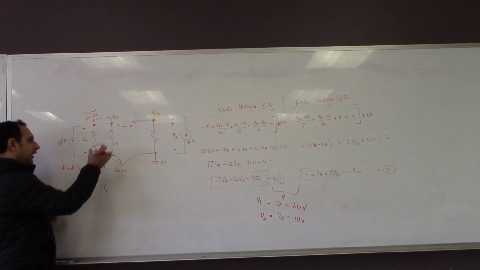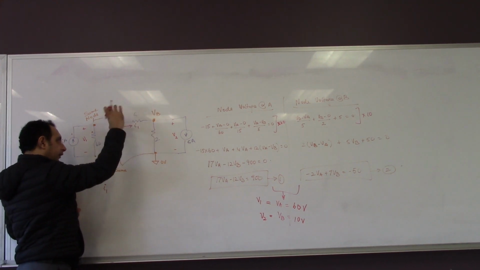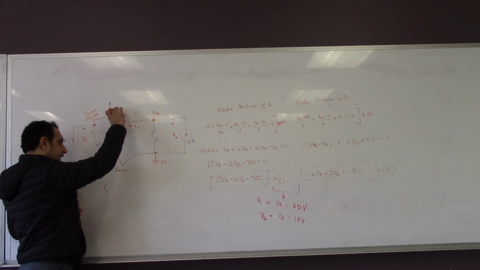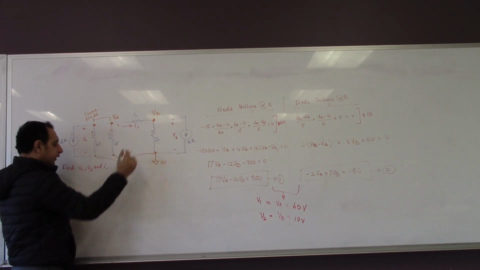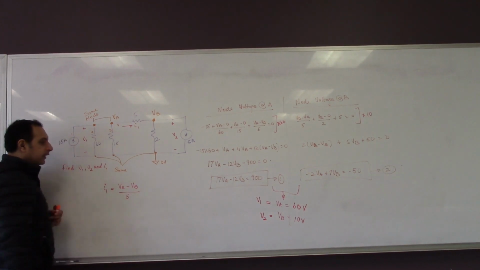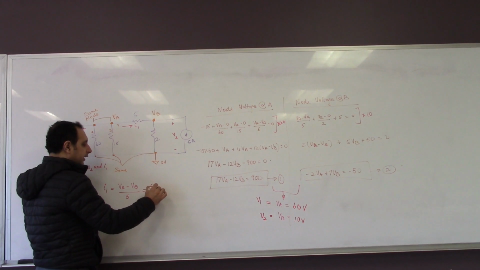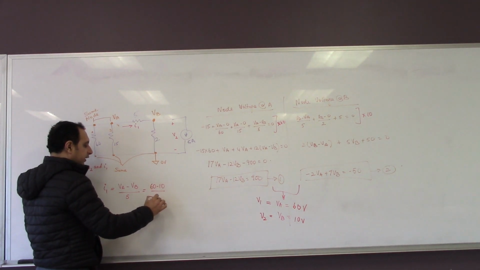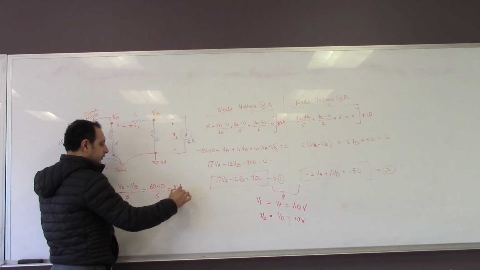Okay. Since I1 flows from A to B, this is the higher voltage and that's the lower voltage. Okay. So high to low. So VA minus VB divided by the resistance 5. Okay. So in our case, that will be equal to 60 minus 10 divided by 5. So that will be 50 divided by 5, that will be 10 amps.